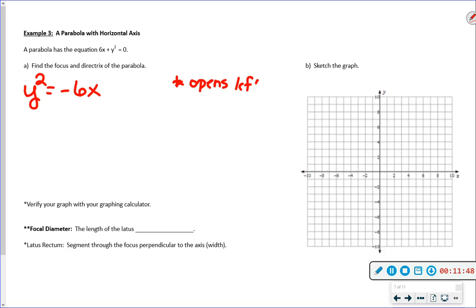Okay. And our vertex is on the origin, remember. It will move away from the origin at some point. Now, the most important next calculation I need to figure out is that 4P, because that's my distance for my focus, directrix, etc. So remember, your first coefficient on the right side represents your 4P. And then I'm going to have to do a little solving here. I'm going to divide off 4.